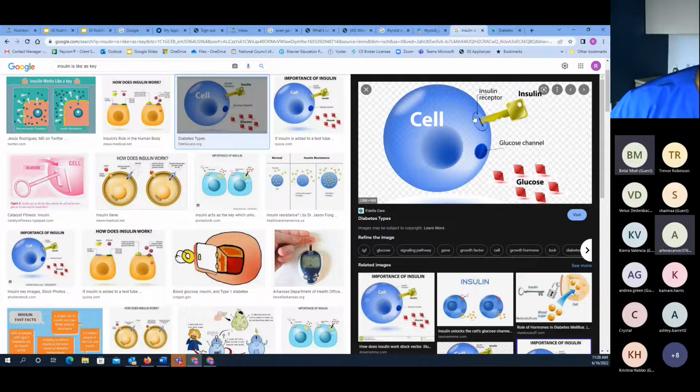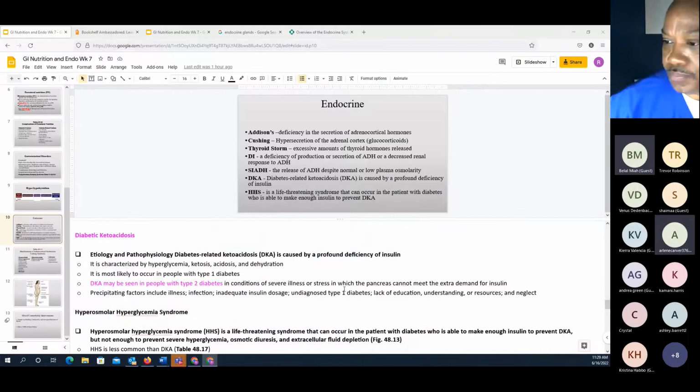When we talk about the lock on the cell, it's essentially the insulin receptor. So you have the insulin itself and it attaches to the receptor and it opens up the cells. This is the intracellular environment and this is the extracellular environment. This is where glucose sits when you don't have any insulin. But if you have enough insulin, the glucose goes inside the cell. And by the way, exercise helps cells become more sensitive to insulin. So that's why your diabetic patients should exercise. All right, so let me get out of that one.